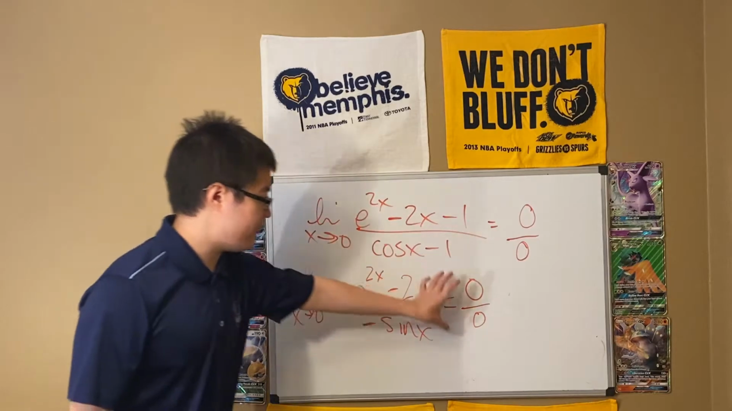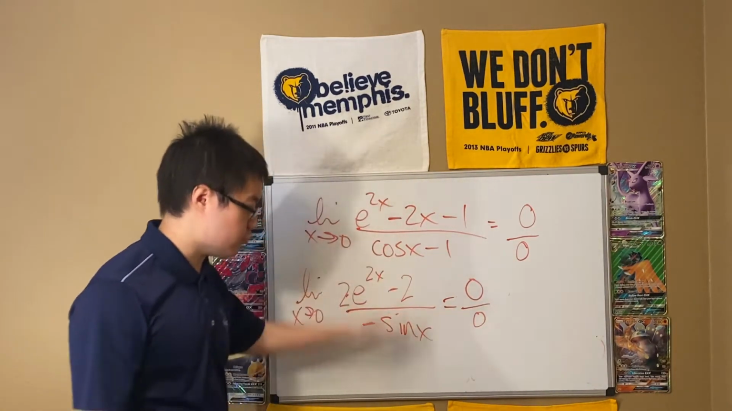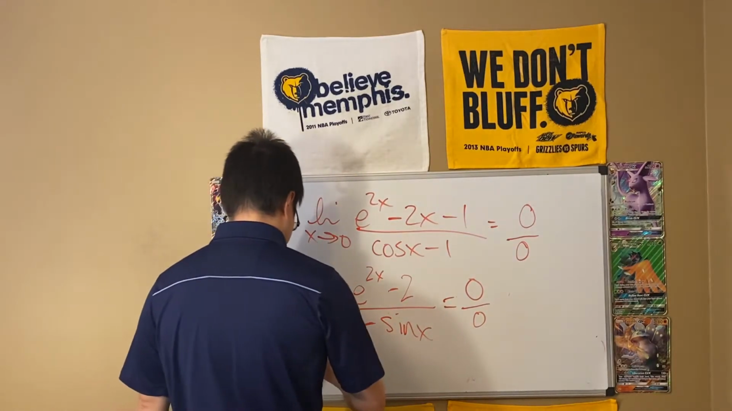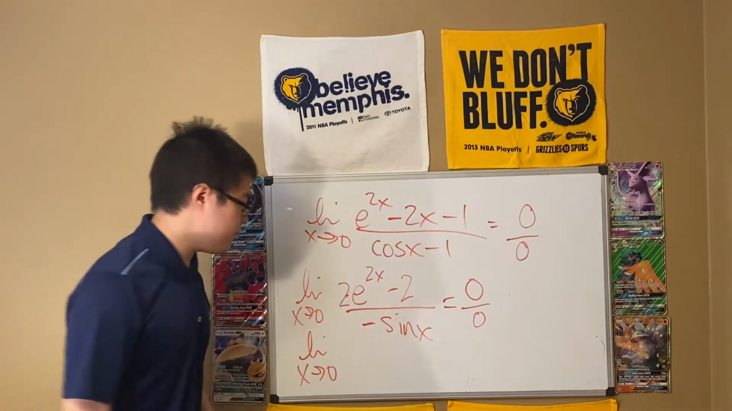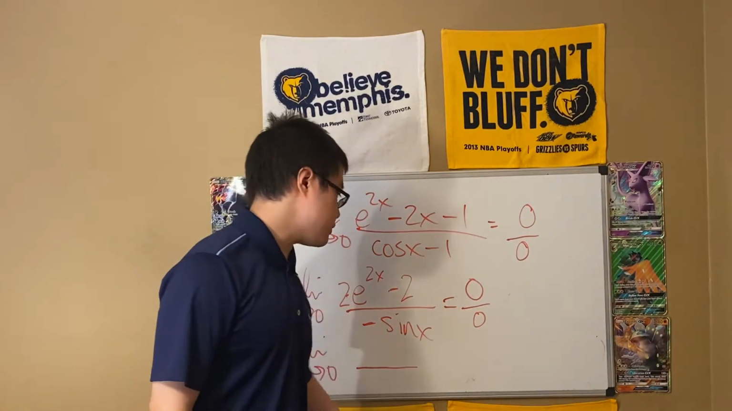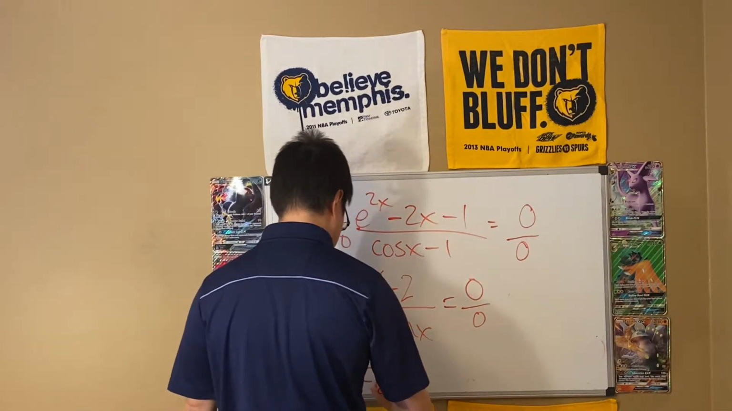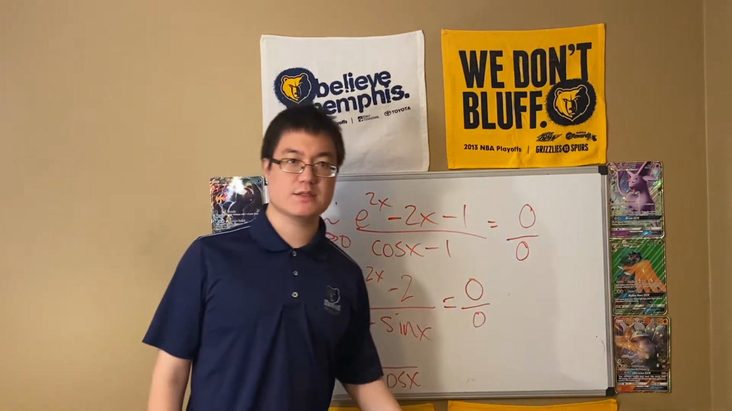If you get 0 over 0, just pretend that this is the new original question and just do it one more time. Limit as x goes to 0. What's the derivative of the bottom? Minus sine. Well, the derivative of sine is cosine, so we're just going to get minus cosine. And then this is probably the hardest part because the derivative of minus 2 is 0.